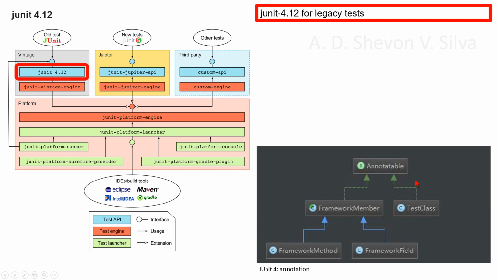Here you can see the interface Annotatable in org.junit.runners.model, a model element that may have annotations. Here the class FrameworkMember<T extends FrameworkMember<T>>.